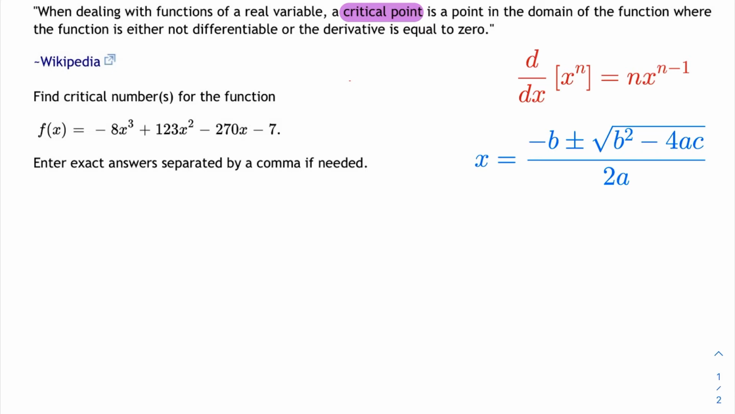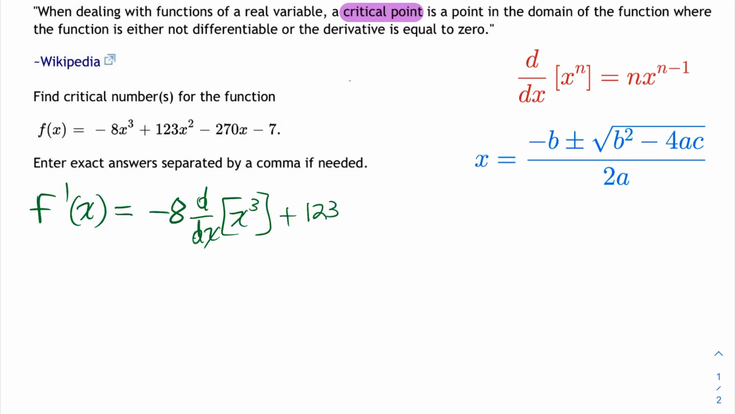And to find f prime in this case, I notice that I have 4 terms, and I can take the derivative of each of the 4 terms separately. So the first term, the negative 8, I can treat as a constant and just take the derivative of the power function x to the third. And then the 123, once again, that's just a constant, and I can just do the derivative of the power function x squared.